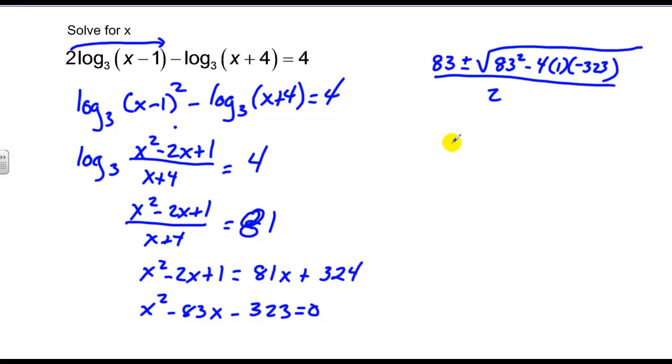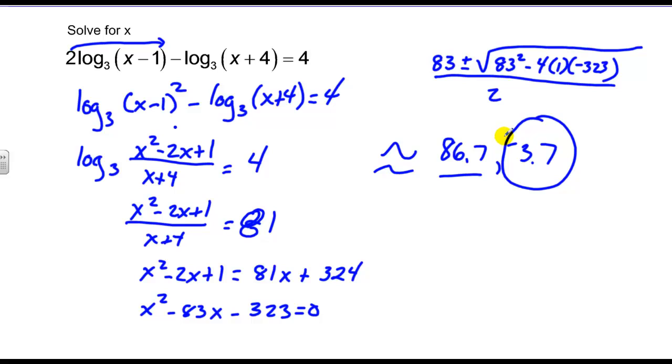And after plugging into that calculator, I get 86.7 and negative 3.7. Those are both approximations. 86.7 doesn't seem to give us any problems. It's negative 3.7 when I plug back in to this term here that is going to be an issue because I have log base 3 of a negative number once I plug it back in. So here's my extraneous, and I just get 86.7.